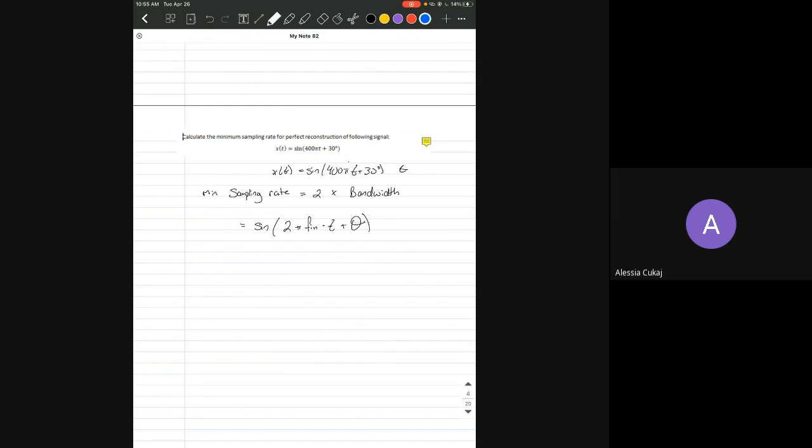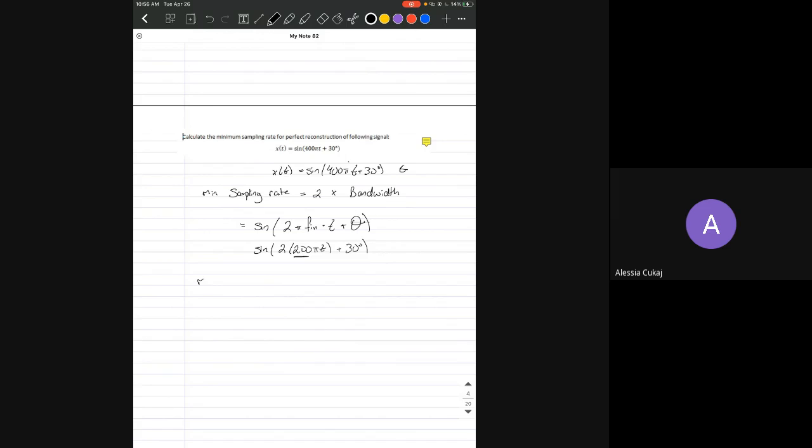If we match this up, we have 2 times f_in, so in this case 2 times 200, pi t plus the angle of 30 degrees. So for us, the bandwidth is 200, this value right here, f_in.